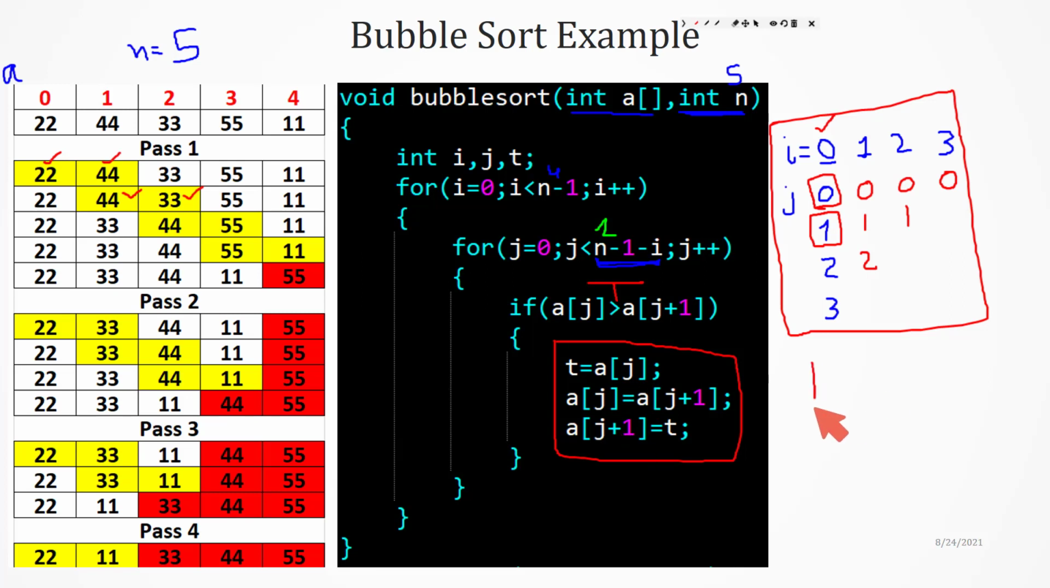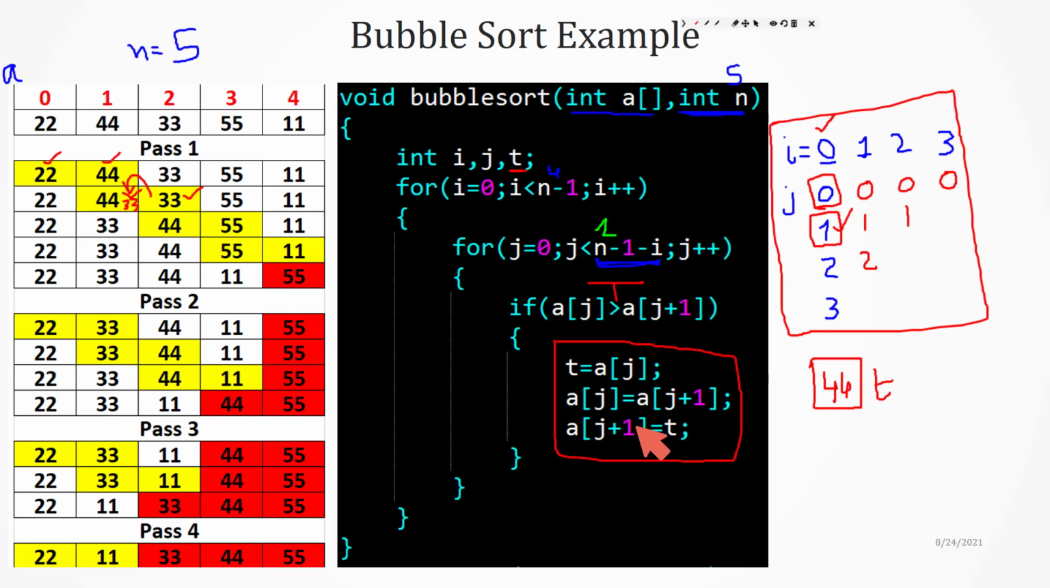I have a temporary variable called t, which is already declared. t equal to a of j. What is j? j is 1. a of j is 44, in first index position 44 is there. So in t we will store 44. Next, a of j equal to a of j plus 1. What is a of j plus 1? That is a of 2, there is 33. So this 33 will be stored here. So now 33 is here.